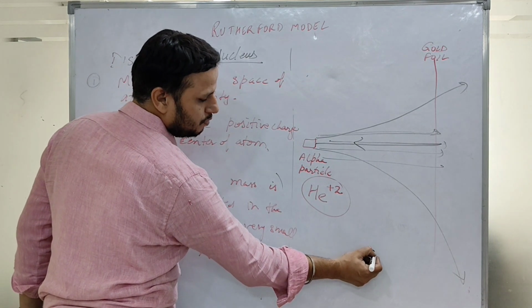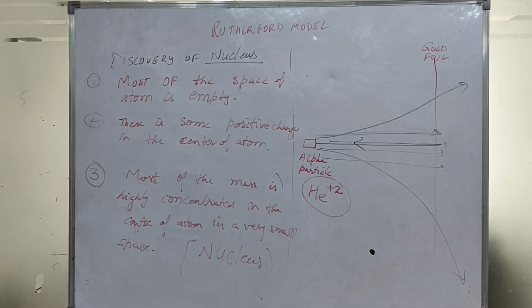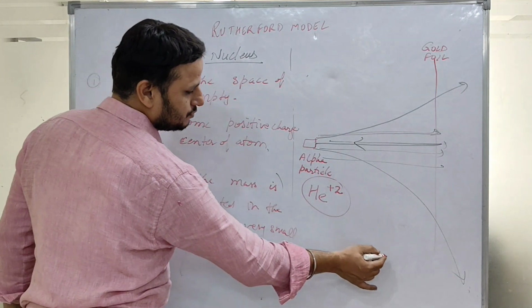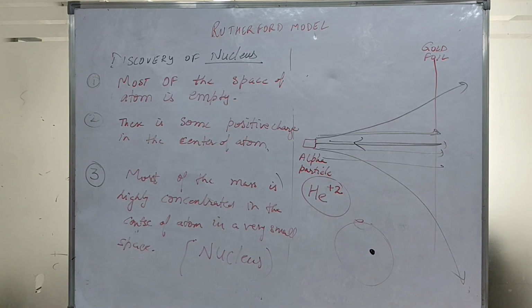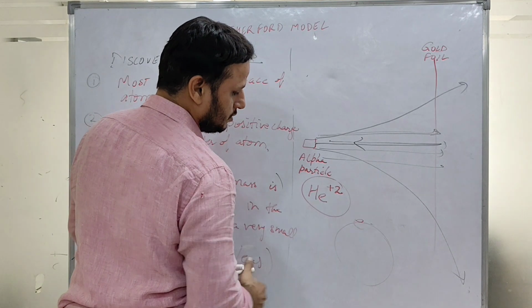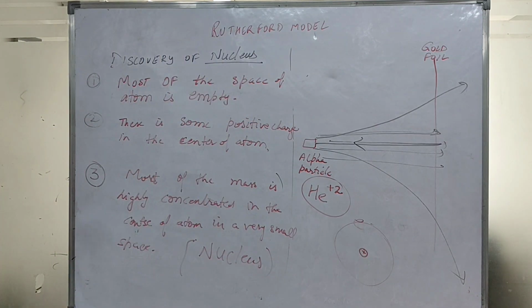At the center of the atom there is a very small mass in which protons and neutrons are enclosed, and electrons are moving around it, and most of the space of the atom is empty. This is Rutherford's discovery of the nucleus. This is Rutherford's model. Most of the space of the atom is empty. In the center of the atom, there is a highly mass-concentrated unit, and he named it the nucleus.